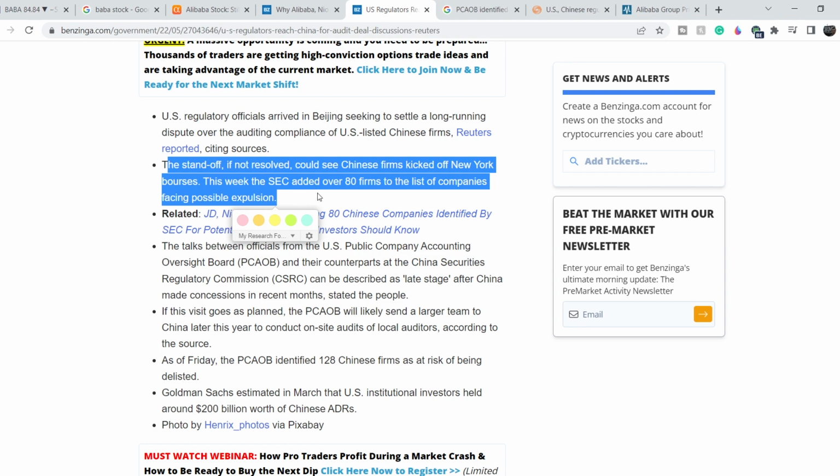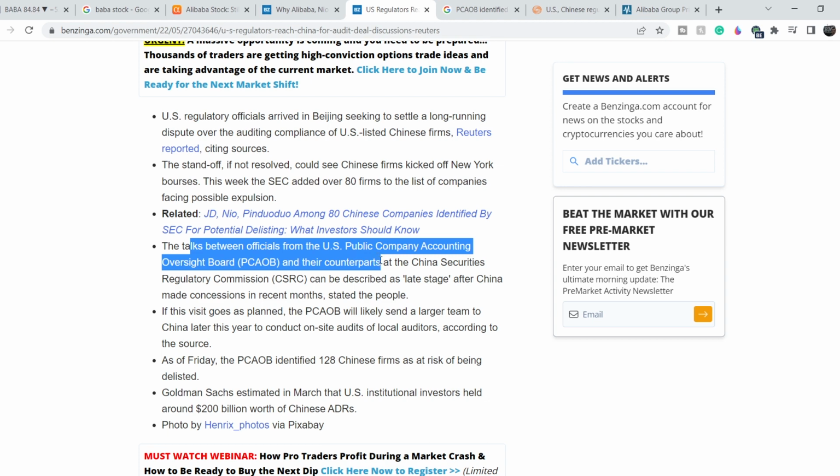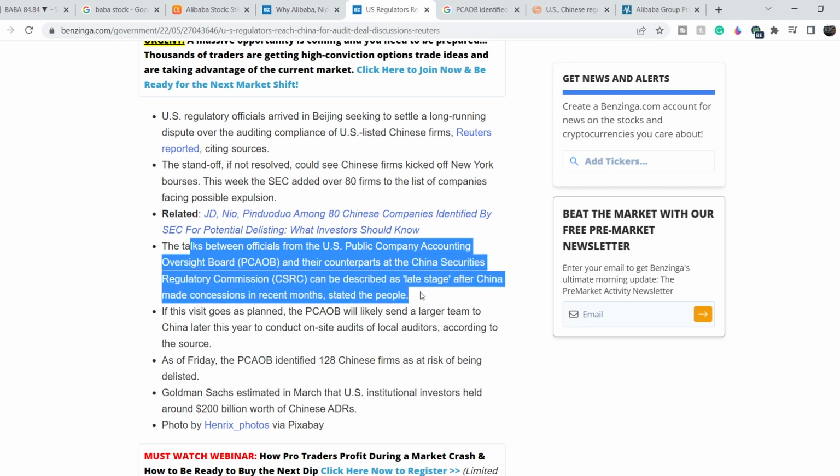This week, the SEC added over 80 firms to the list of companies facing possible expulsion. The talks between officials from the US Public Company Accounting Oversight Board, PCAOB, and their counterparts at the China Securities Regulatory Commission, CSRC, can be described as late stage after China made concessions in recent months, stated the people.